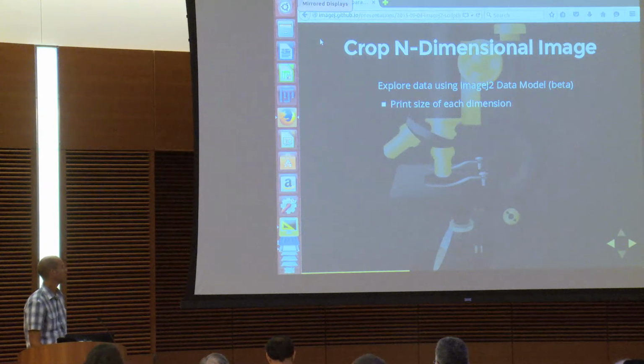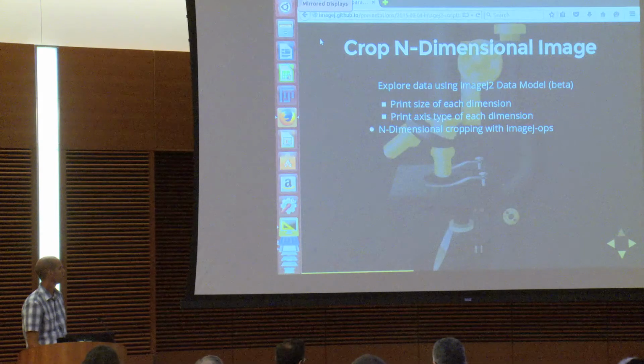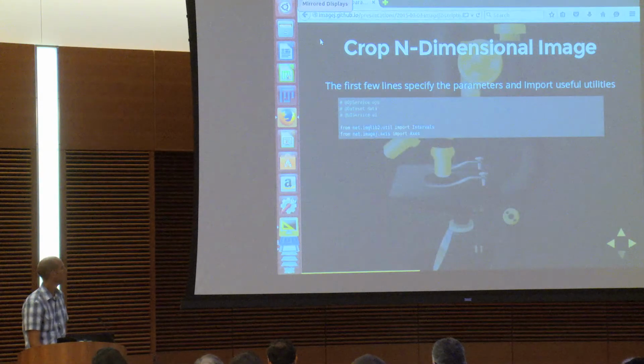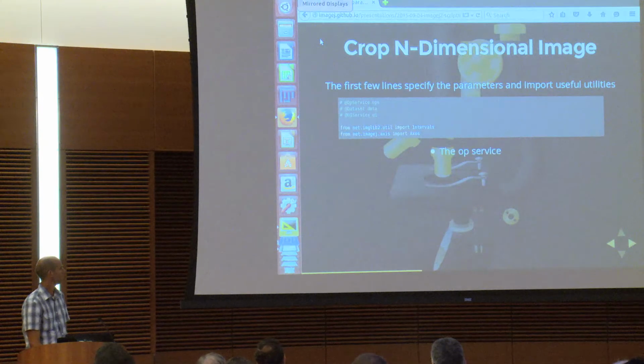We're going to look at data using the ImageJ2 data model. We're going to see what size of dimensions we have, and what type of dimensions we have. And then we're going to actually do some cropping. So once you open up your script, you should see this. The first few lines of this script just set up the parameters that we're going to need and perform some imports. You should understand that by now. So we import the ops service and the UI service and the input data set.